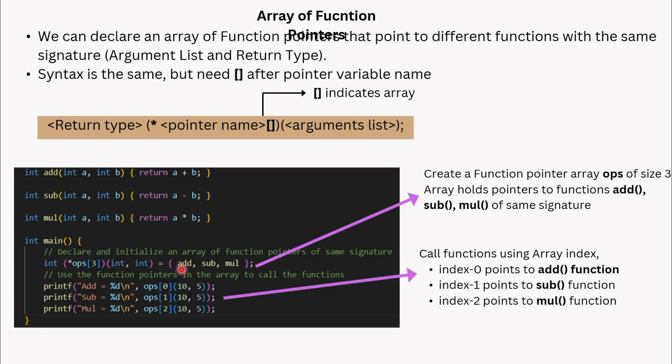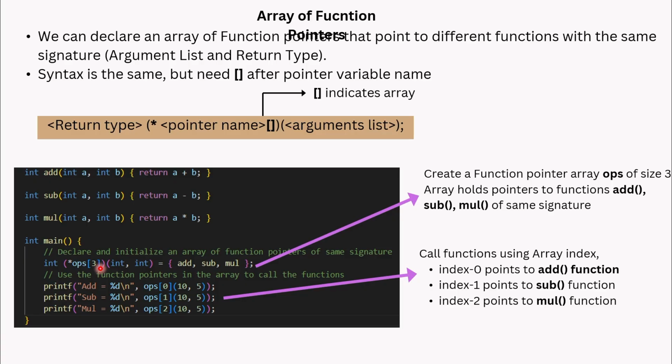So here I am assigning the three functions: add, subtraction, multiplication. You can see all three have the same signature. Like you have an array of integers, you can only store integers, right? Similarly, in an array of function pointers, you should store the addresses of functions which have the same signature. You cannot have functions with different signatures.